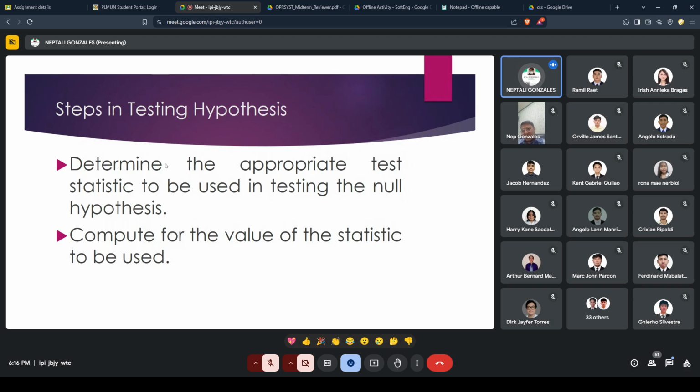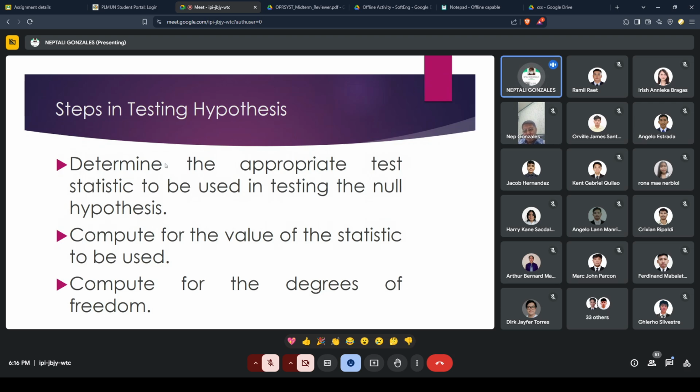The fourth one is to compute for the value of the test statistics to be used. So there is a formula given. I will give the formula for the z-test for tonight's discussion. So only one test statistics, so that you will not be confused with the other test statistics.